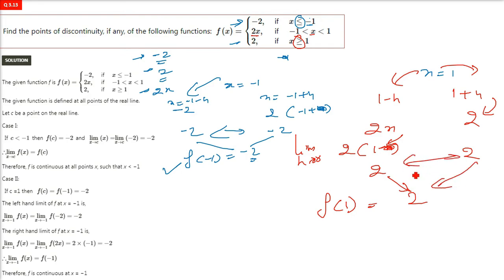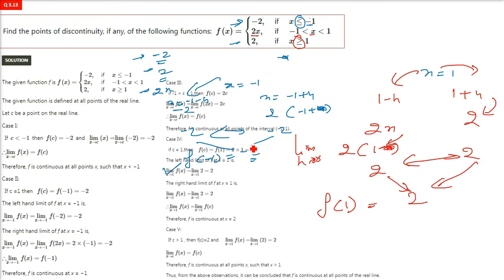So what do we find here? That at x equals -1 and x equals 1, both ways, these functions are continuous. This function f(x) is continuous everywhere. All these you have to write, okay? That is -2, 2, constant function, 2x, polynomial function. This all you have to write.